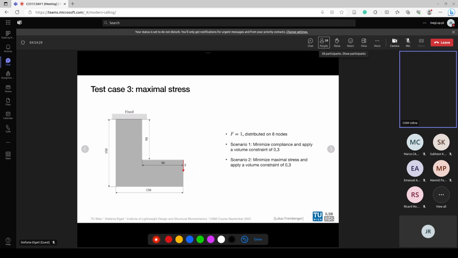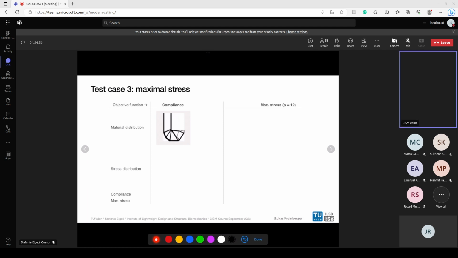As a third test case, now we're looking at maximal stresses. So we have this L shape fixed at the top. There's a point load at this top right corner, which is distributed across 8 nodes. We minimize compliance under a volume constraint or minimize maximal stress under the same volume constraint.